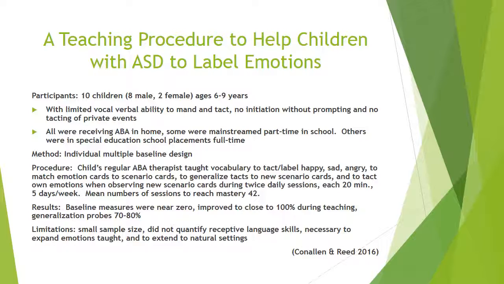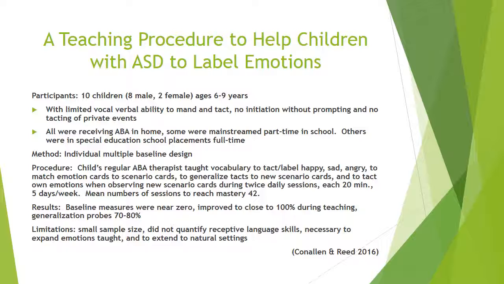The child's regular ABA therapist taught the vocabulary to tact basic emotions, to match emotion cards to scenario cards, to generalize tacts to new scenario cards, and to tact own emotions when observing new scenario cards, all during twice daily sessions, each 20 minutes, 5 days a week. The mean number of sessions to reach mastery was 42. Baseline measures were near 0 and improved to close to 100% during teaching. Generalization was later assessed at 70 to 80%.